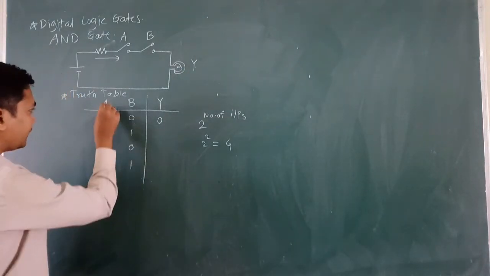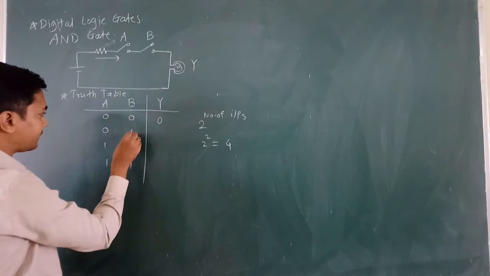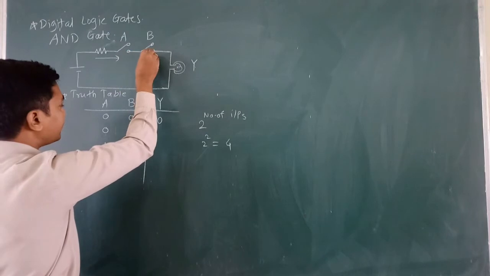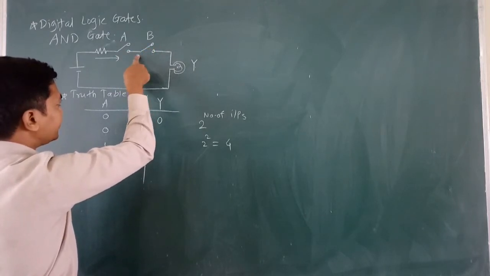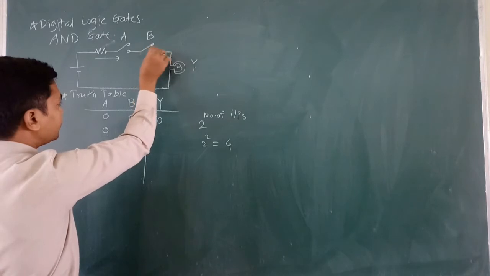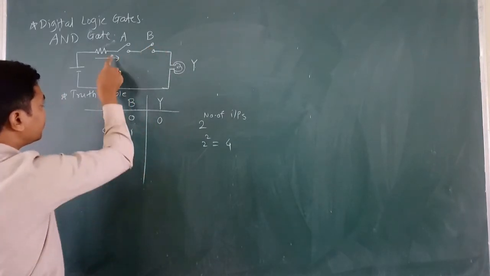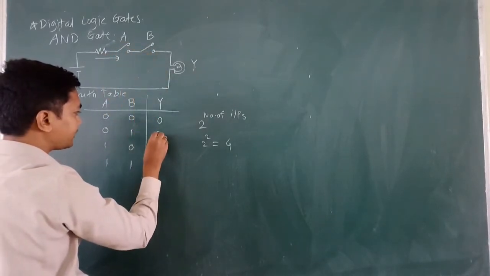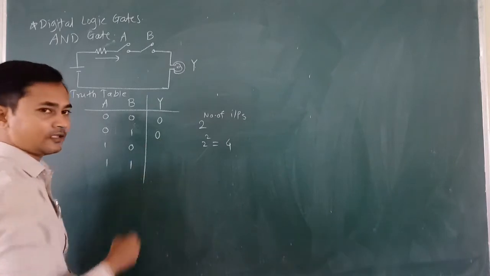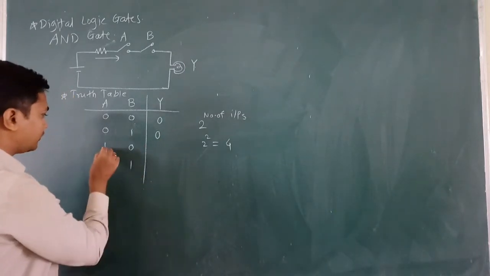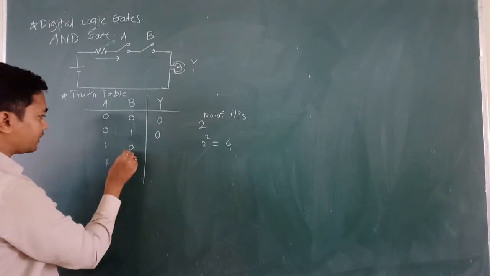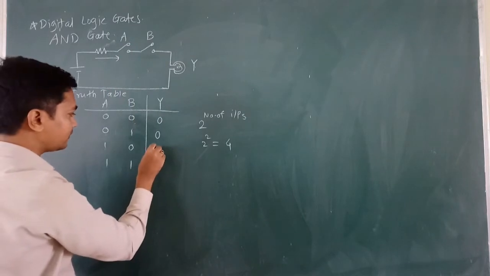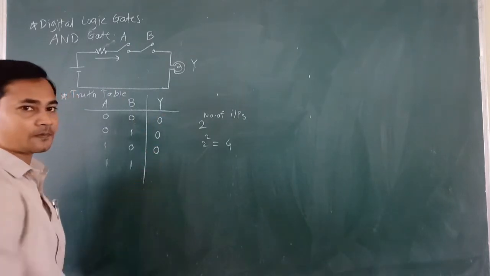Now if switch A is 0 and B is 1, that means A is not pressed and B is pressed. So with 0 1, B is pressed, this path is formed, but the current cannot flow through switch A. That means the circuit will not be completed, so the output will remain 0. The bulb will not glow. Now the third case, 1 0. 1 means switch A is pressed, but switch B is not pressed. That means again the circuit will not be completed. Hence the bulb will remain in the off state.